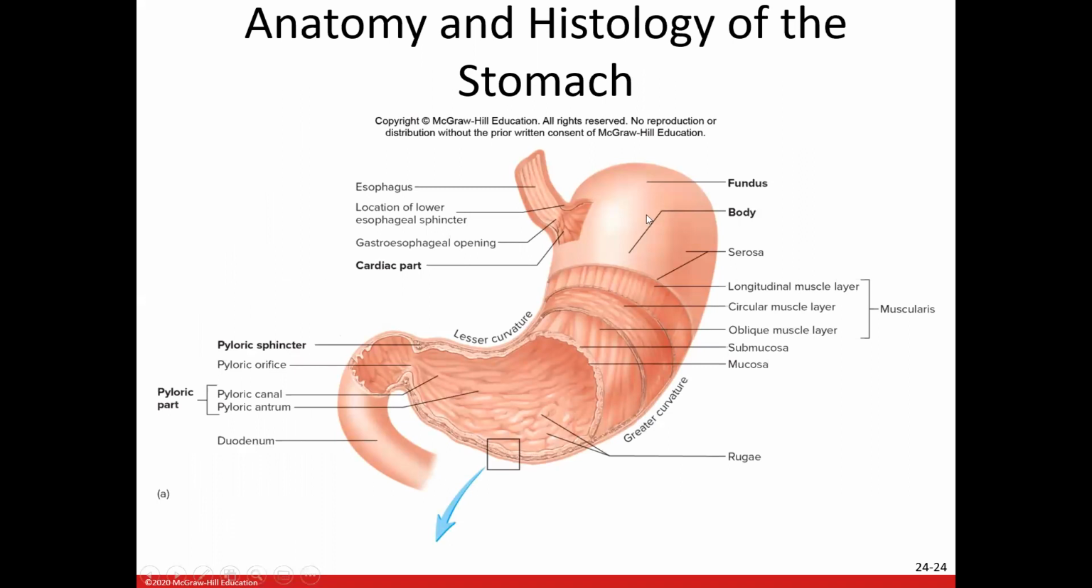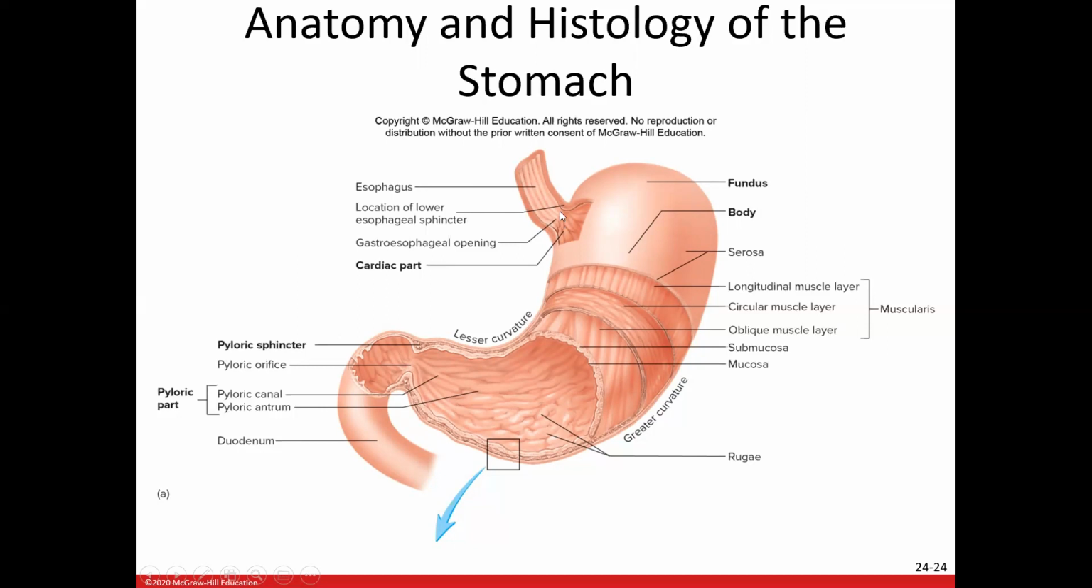So we have the cardiac portion right here, which enters from the esophagus. We have the top portion right here, which is the fundus. The body is the main portion of the stomach. And then we have the pylorus, which is the near exit portion of the stomach.